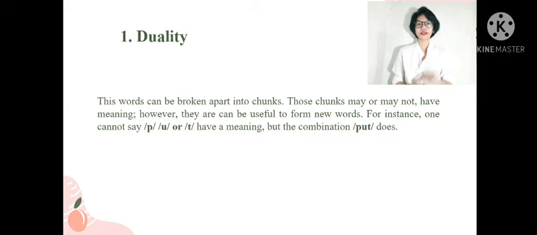So language contains two subsystems. They are sounds and meanings. After that, the sound units are grouped into meaning and then regrouped again into an infinite number of sentences. And therefore, words can be broken apart into chunks. Those chunks may or may not have meaning. So I will give you an example like PUT has no meaning, but put has a meaning.